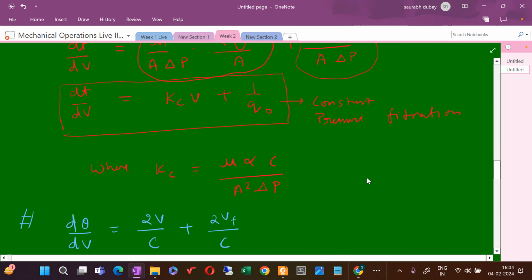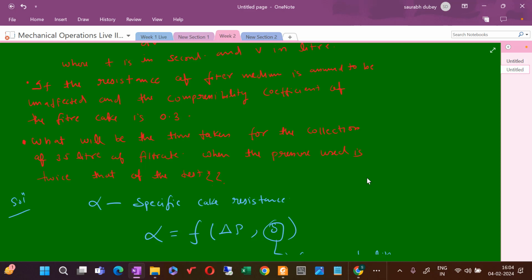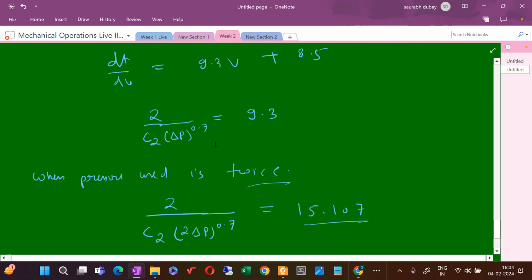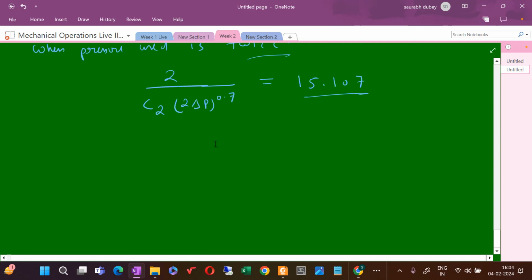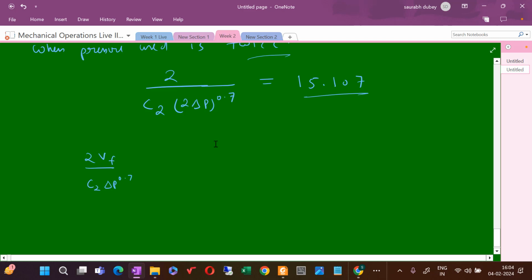Like in the question it is said, what will be the time taken for the collection of 3.5 liters of the filtrate when the pressure used is twice that of the initial test. So similarly, when you solve for the second term, 2vf divided by c2 delta p to the power 0.7 is 8.5.